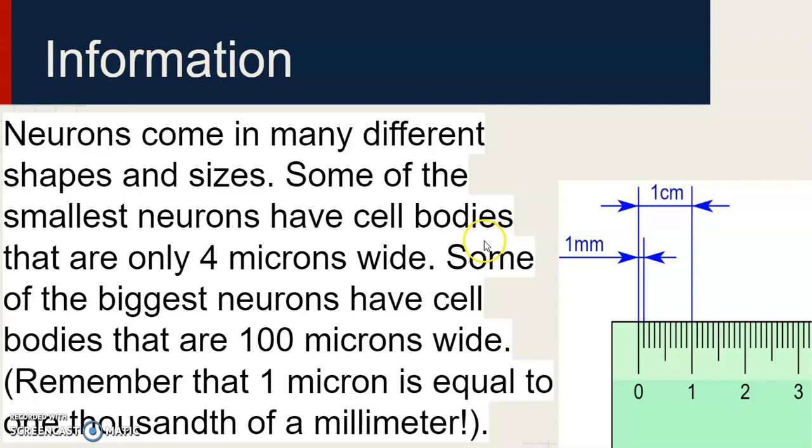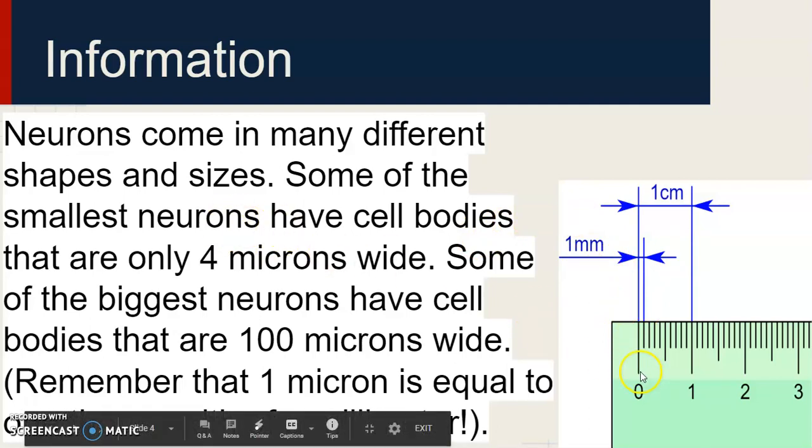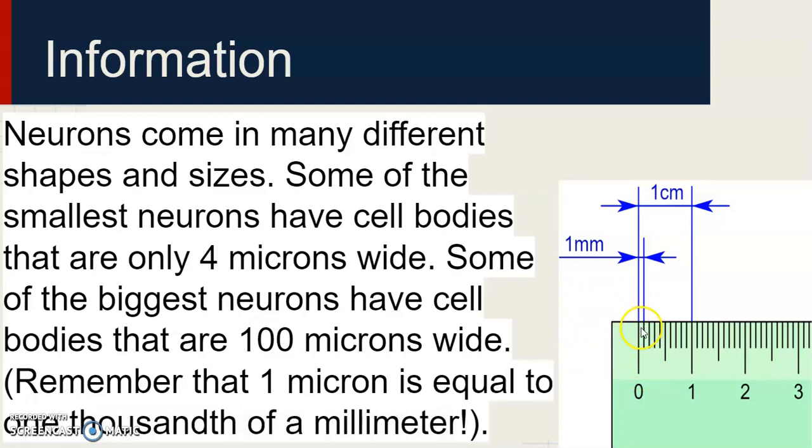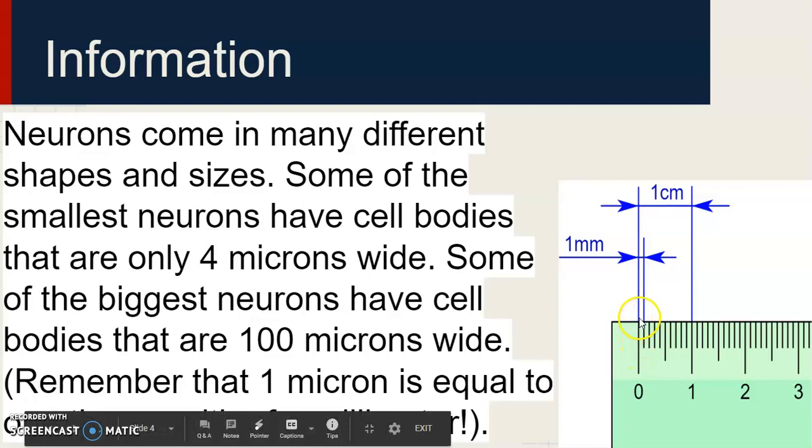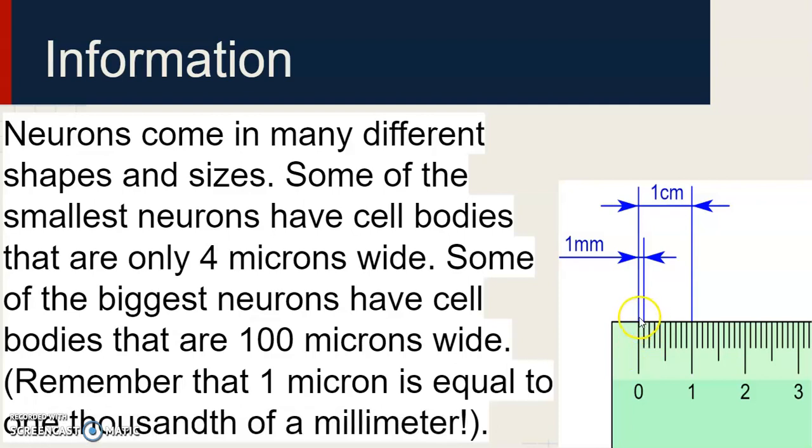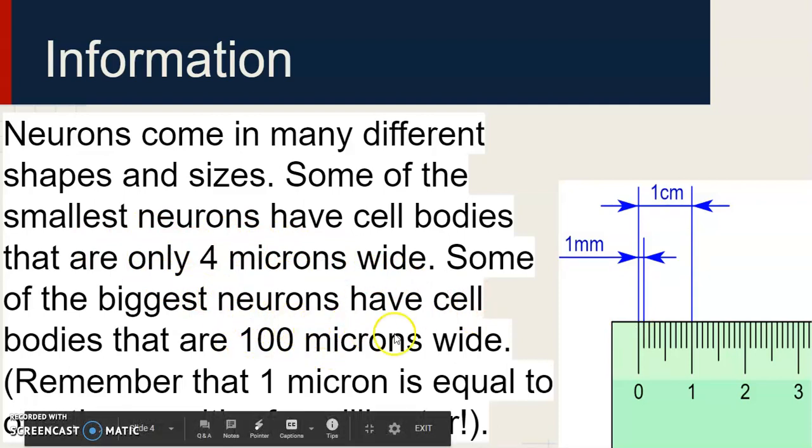So neurons come in different shapes and sizes. The smallest ones are just 4 microns wide. If you consider that a micron is 1/1000th of a millimeter, this space from here to here is 1 millimeter. So if you were able to section this down into thousands, 1/1000th of a micron, and then add 4 of those together, so 4 little microns, you'd have that size of that neuron. And then there are some that are 100 microns wide. You're talking super teeny tiny cells.